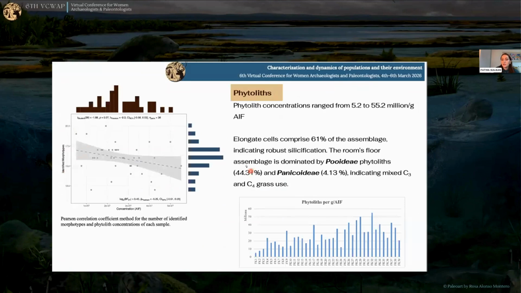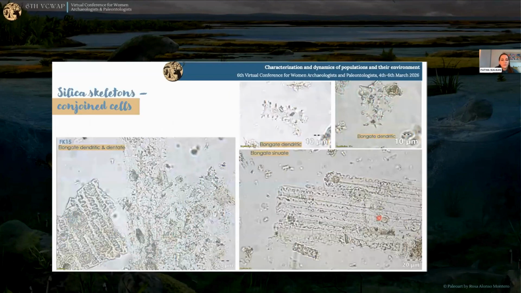For this reason, I extracted phytoliths from floor sediments, first and foremost to gain insight into taphonomic effects on the plant assemblages. I tested the correlation between identified morphotype counts and phytolith concentration. The correlation index indicates a weak negative correlation. So, in general terms, the room's plant assemblage is dominated by Pooideae, which include cereals such as wheat and barley, and are followed by the Panicoideae subfamily.